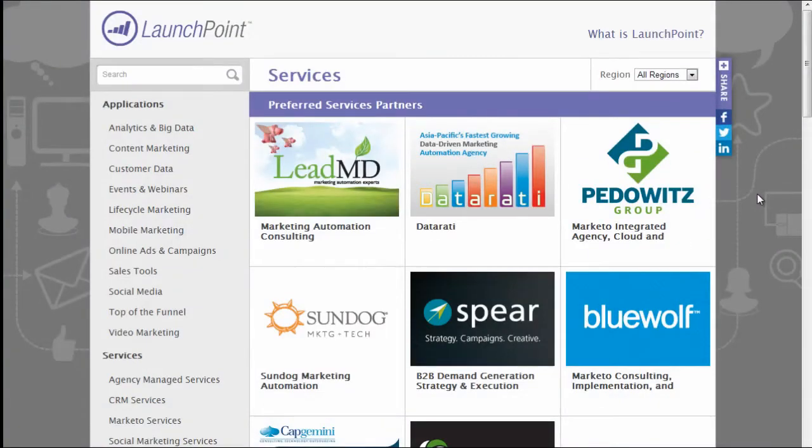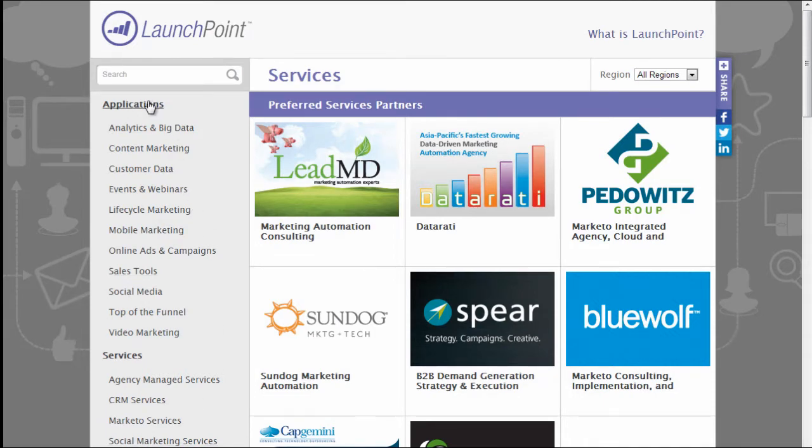We're looking at Marketo Launchpoint here. So Marketo Launchpoint is Marketo's marketplace. It was launched in November 2012, and has grown quickly considering it's only a year old as of this video. Now it has about 30 plus service partners. So here we're looking at the service partners. There are 4 different types: agency managed, CRM, Marketo, and social. So all up there's around 30 partners.